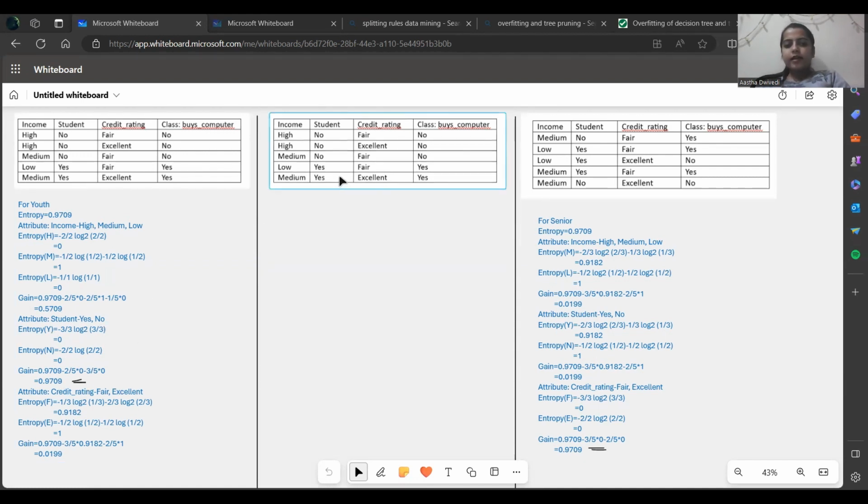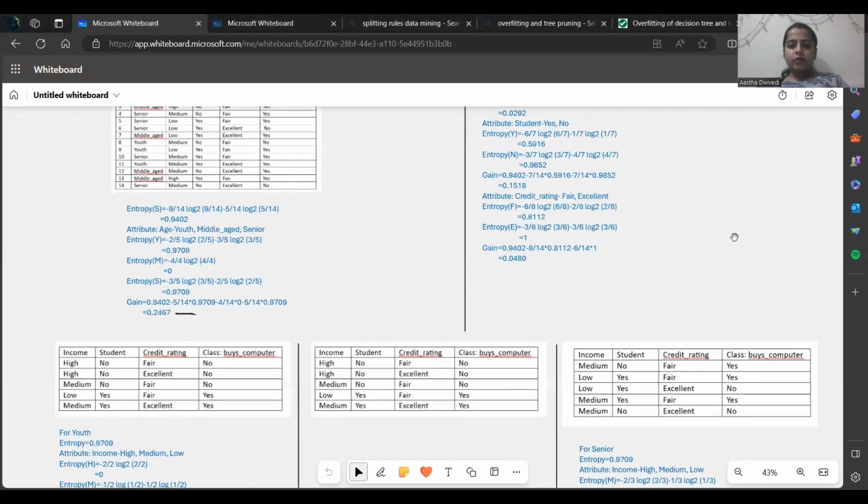For middle aged, we can clearly see that if student has value no, then our buys computer class is no, and if student has value yes, our buys computer class is yes. So it is very clear. We will judge according to student yes or no. Next, for senior, we will calculate the entropy of each attribute, that is income, student, credit rating. Here the maximum attribute gain is of credit rating. So we will judge according to the credit rating. So this is our splitting criteria for these tuples.